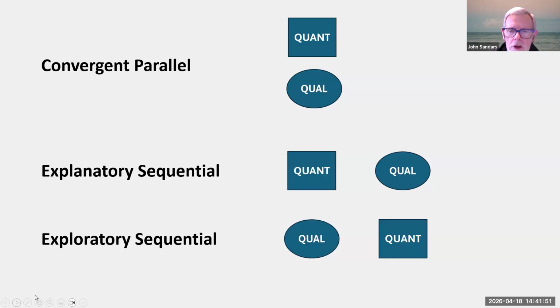In other words, you collect quantitative data and qualitative data at the same time. And at the end of it, you look to see what you've got. So you're collecting 2 lots of data completely separately, and that's called convergent parallel. It's parallel because you collect the data separately at the same time, and it's convergent because you try and bring together the key messages from both the quantitative and the qualitative data.